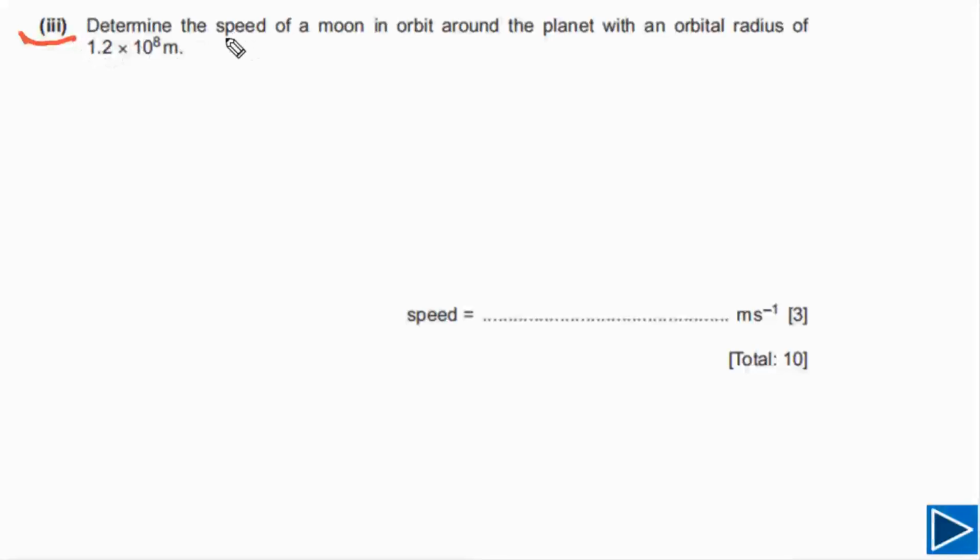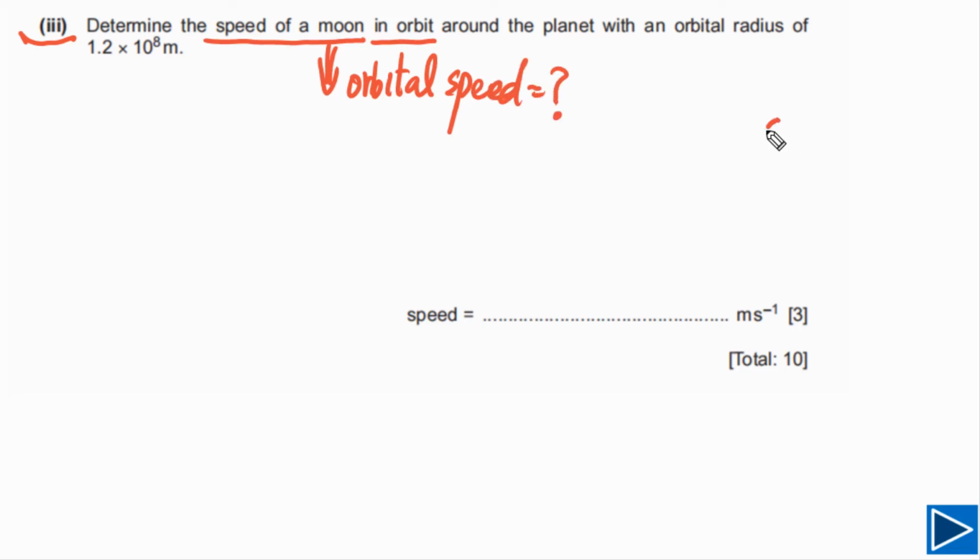For the last part, we need to determine the speed of a moon in orbit. It simply means that we need to determine the orbital speed of the moon. So we can write down, we need to calculate the orbital speed of the moon. Means in this case, we have a planet that is at the center of the orbit, and we have the moon, and the mass of the moon is small m. We need to find out what is the speed of the moon in this orbit. So that v is called orbital speed.